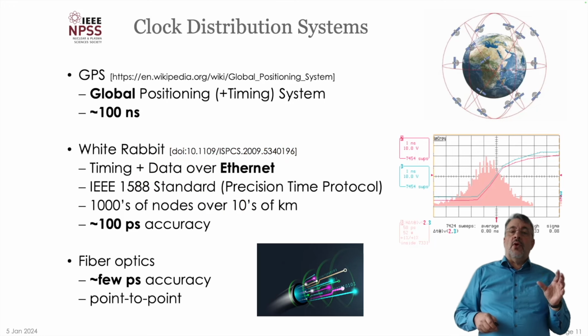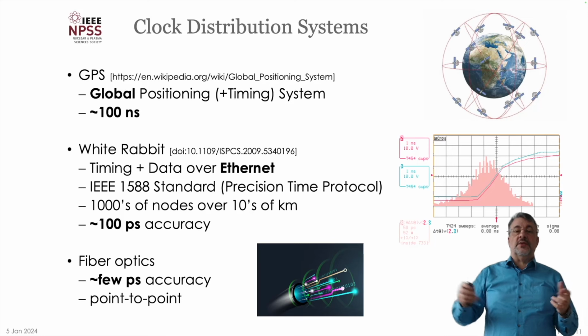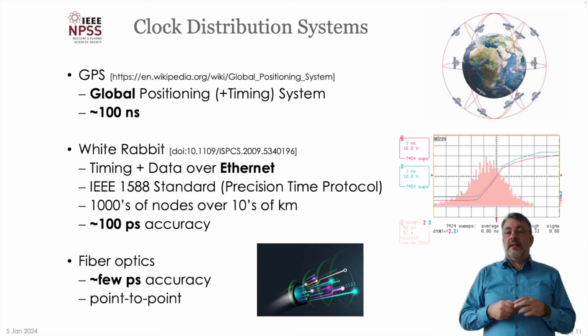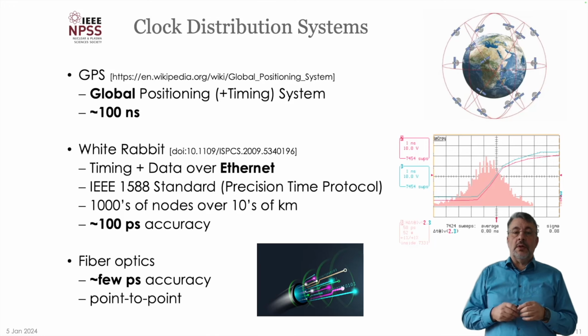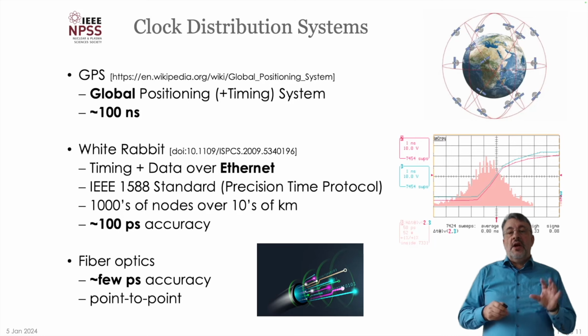Another very well adapted scheme is the so-called White Rabbit, and I put the reference for that here. That does timing over standard Ethernet, which is very beneficial because you already have Ethernet for data readout. It follows the IEEE 1588 standard, which is the Precision Time Protocol, and can distribute timing over thousands of nodes and tens of kilometers with about 100 picosecond accuracy. But again, 100 picoseconds is not enough for the MEG II experiment.